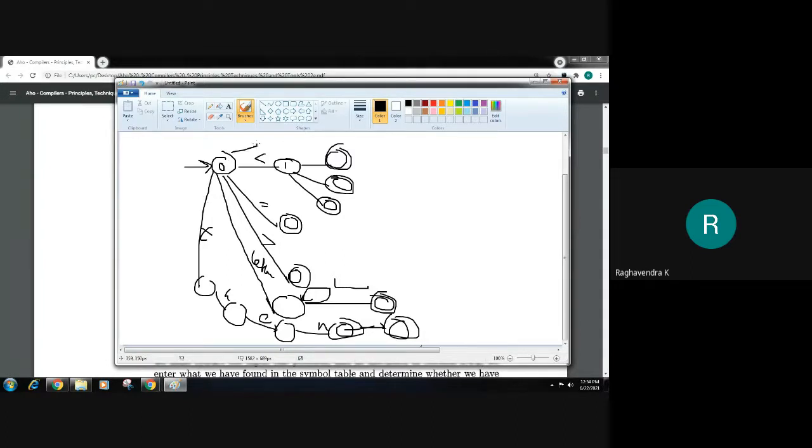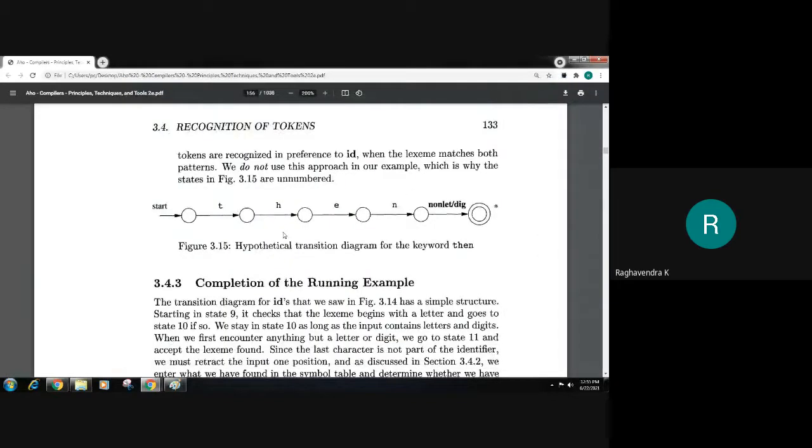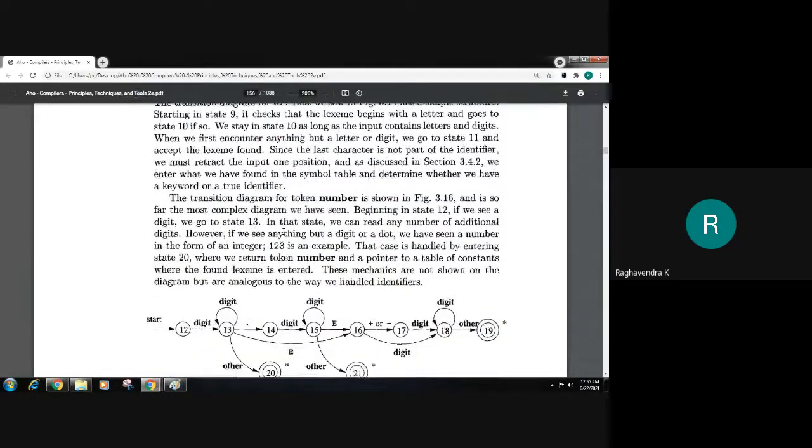Similarly, you can also add other transition diagrams. If I see an I followed by F, then I will come to one more state, and after that, if I see anything else, then I will consider that it is the keyword if. Like this, you keep on adding whatever transition diagrams you have done, and you get a large transition diagram. This is nothing but the transition diagram that is used for identifying the entire grammar. Like this, you can build your transition diagrams to identify your entire grammar.